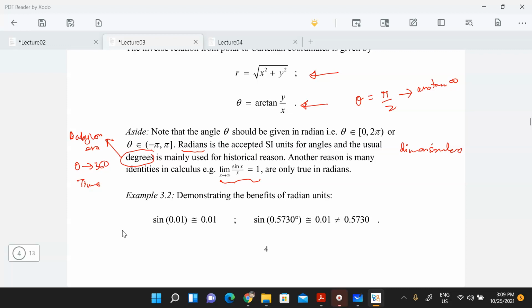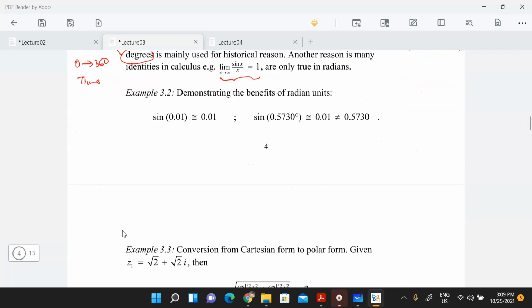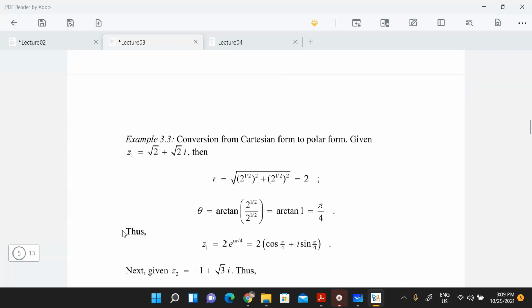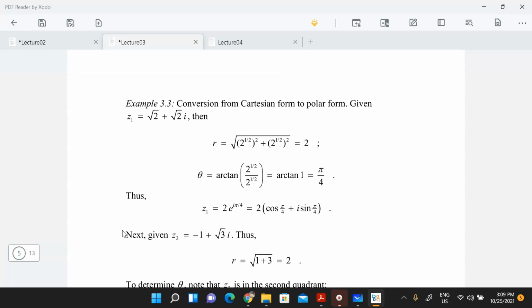Degrees are not. So that's the thing one needs to be careful about when using those numbers. These are all probably well known to you. You're supposed to know how to convert from Cartesian to polar form. So remember the formula.